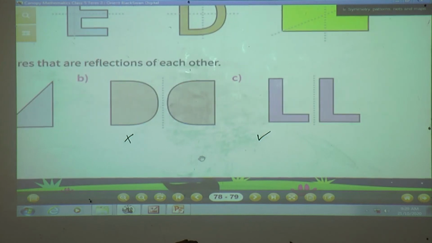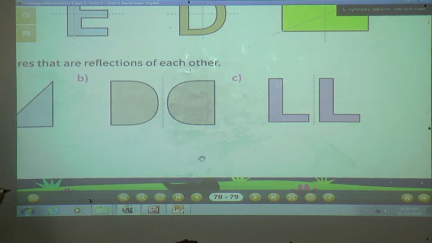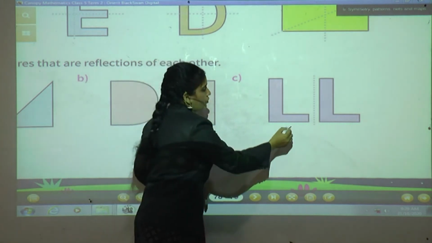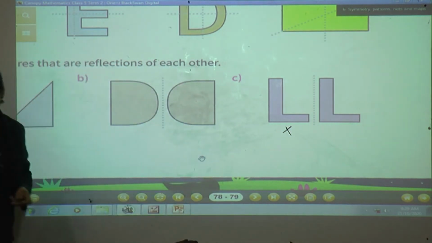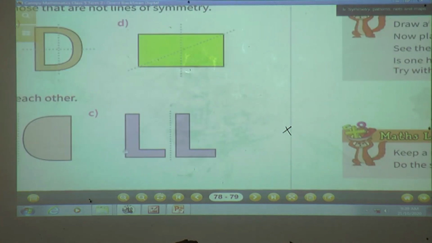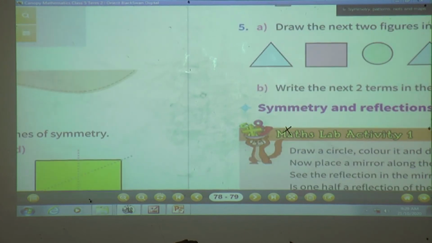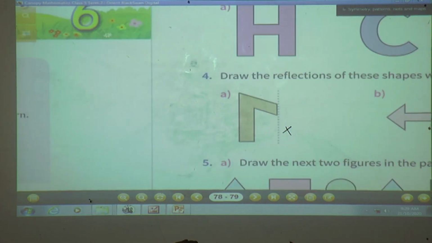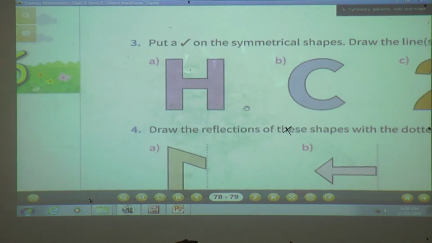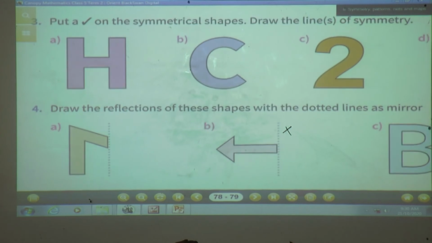Here also both figures are same. So it cannot be the reflection of a figure. So that's why put a cross here in the textbook. Okay. Now third one. Question number 3. See on page number 79. Here put a tick on the symmetrical shapes. Draw the lines of symmetry. Okay. Now see here.